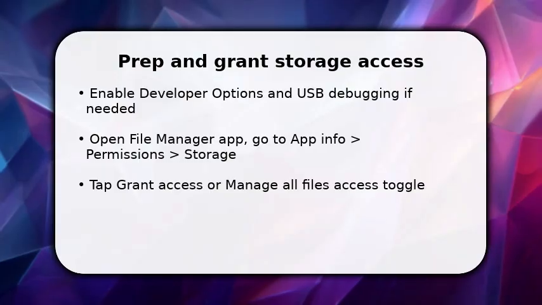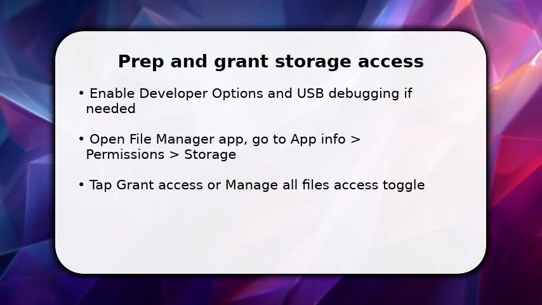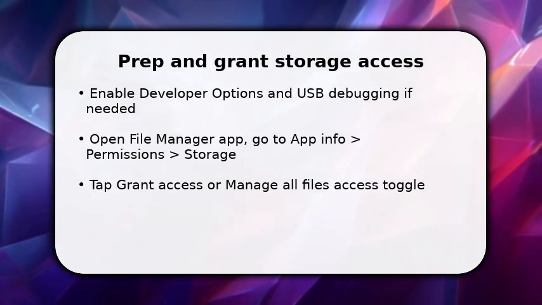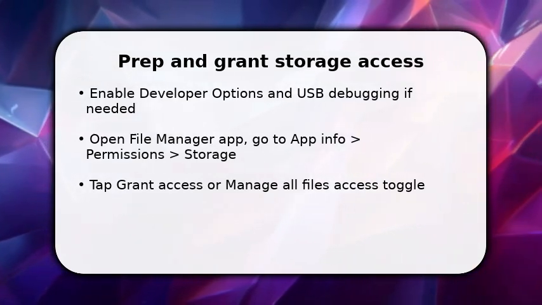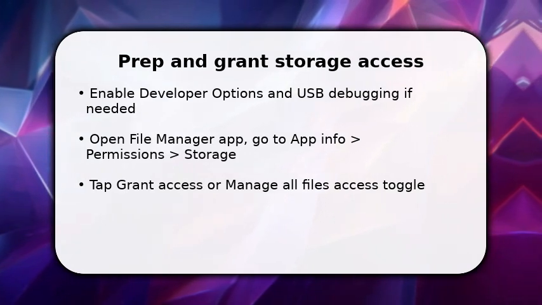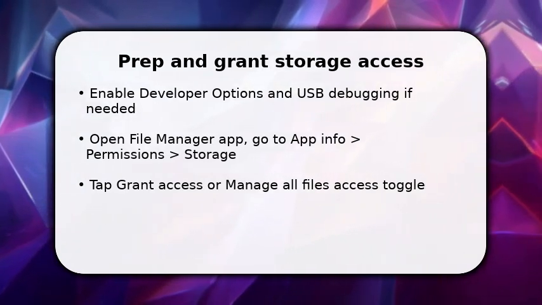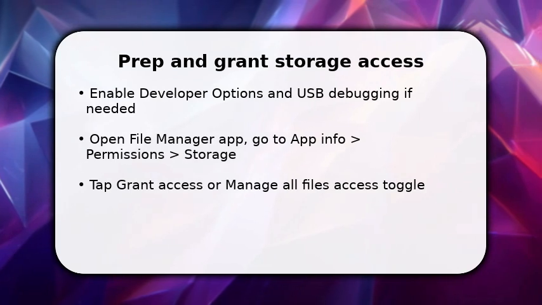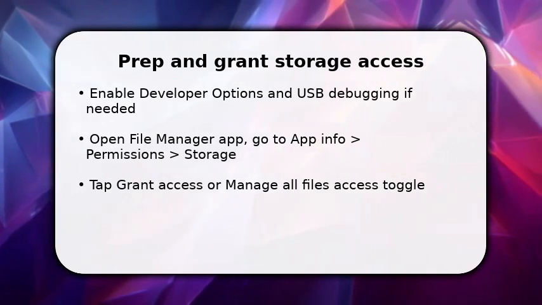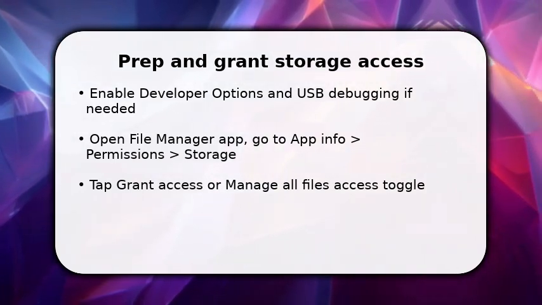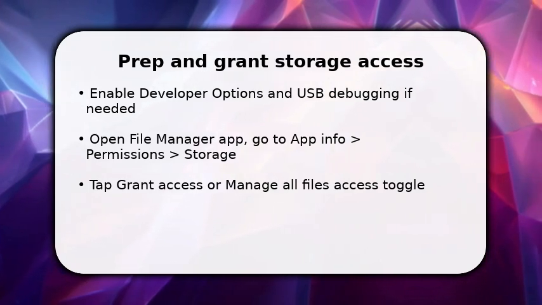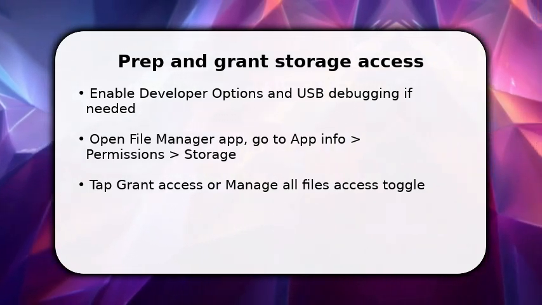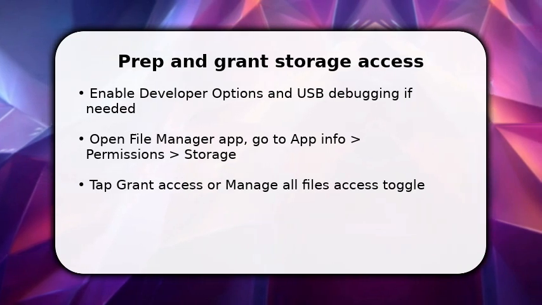Enjoy the video. You start by preparing the device and granting the app the right access. Open Settings and enable developer options only if you need ADB later. Then go to Apps, pick your file manager, and open permissions. Tap Storage and choose Allow or toggle Manage all files access for full directory control. Once done, restart the file manager so the system applies the grant.